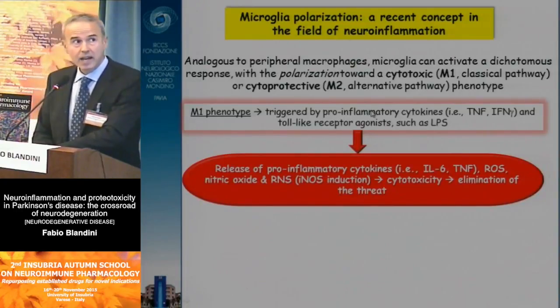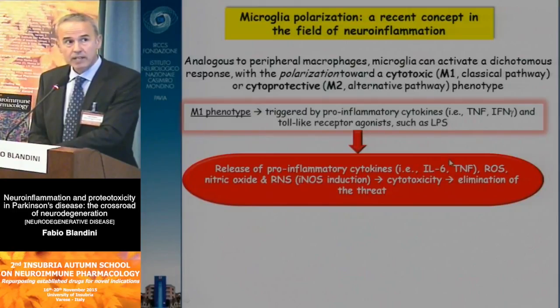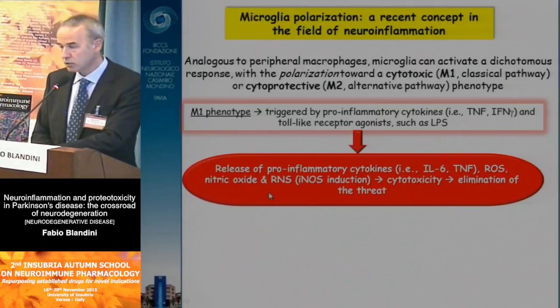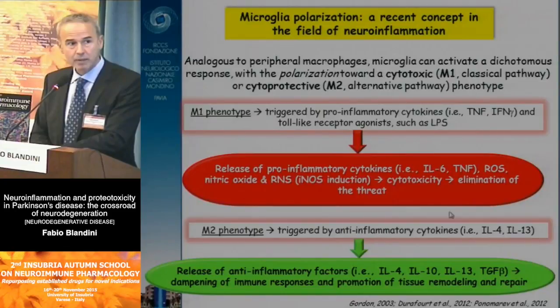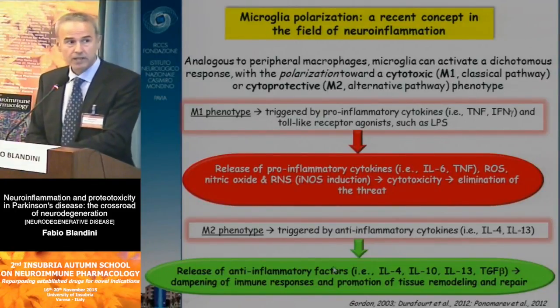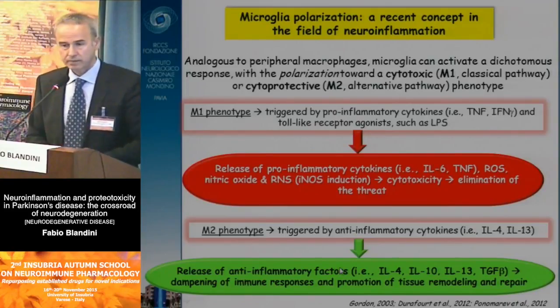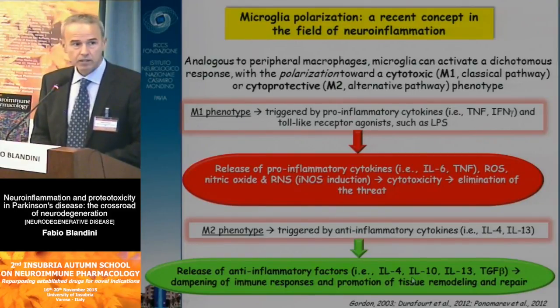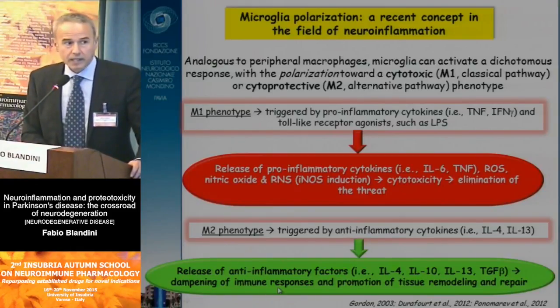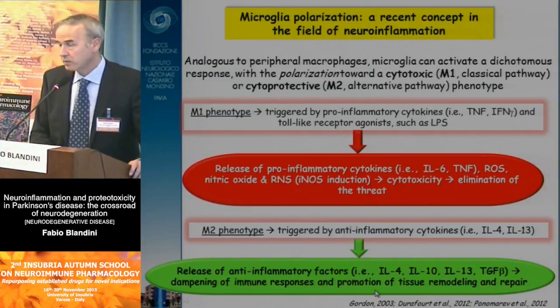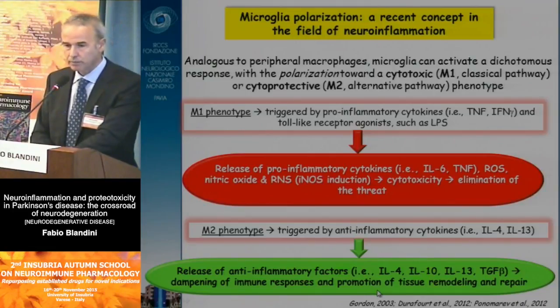M1 phenotype means that it is triggered by pro-inflammatory cytokines or LPS, and this means that microglia starts to release a lot of pro-inflammatory cytokines, reactive oxygen species, nitric oxide, and reactive nitrogen species. This basically gives you a lot of cytotoxicity, and the meaning would be just the elimination of the threat. On the other hand, the M2 phenotype, which is triggered by anti-inflammatory cytokines, pushes the microglia towards the release of anti-inflammatory factors, because as you know, there are lots of cytokines that act as anti-inflammatory rather than pro-inflammatory agents, dampening the immune responses, promoting tissue remodeling and repair. This would be the meaning of the M2 response.